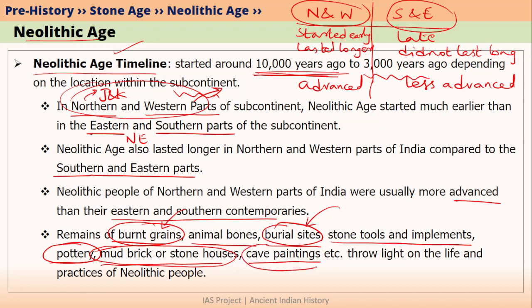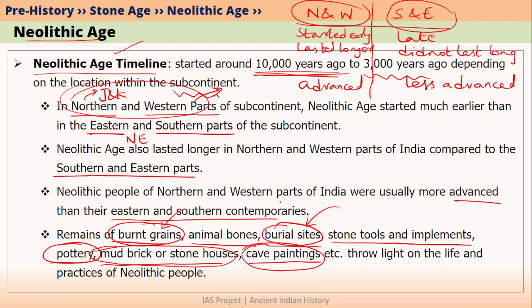Cave paintings started from Upper Paleolithic age. Before that, there were no cave paintings. So if we want to study about Lower Paleolithic age people or Middle Paleolithic age people, cave paintings cannot help us because those people did not do any cave paintings. But Neolithic age people did cave paintings. That is why we can use cave paintings also to study about Neolithic age people.